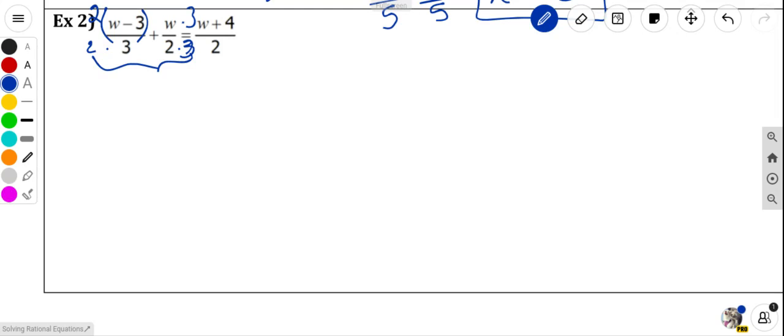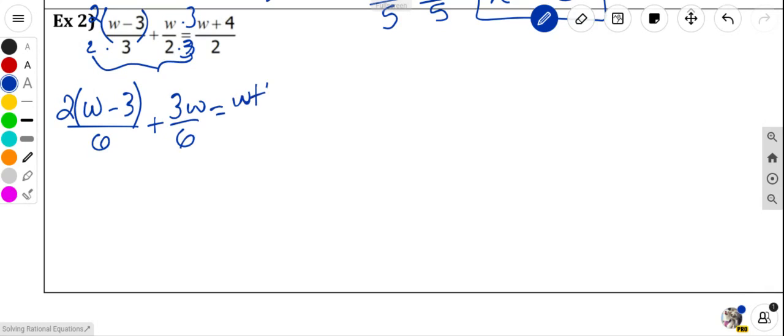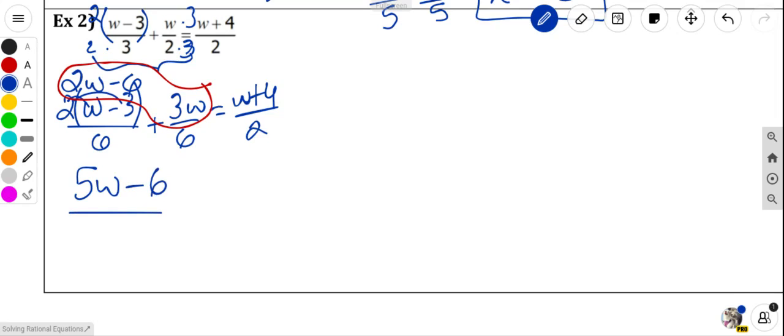Okay, so first I'm just going to show each one separately. So this left one becomes 2 times w minus 3 over 6 plus 3w over 6 equals w plus 4 over 2. Now I can just add the numerators. Before I do that, I have to distribute here. So this really becomes 2w minus 6, which I have to combine with the 3w. So we're just going to combine like terms. 2w and 3w would be 5w, and then the minus 6 stays the same. The 6 on the bottom stays the same. It does not become a 12.